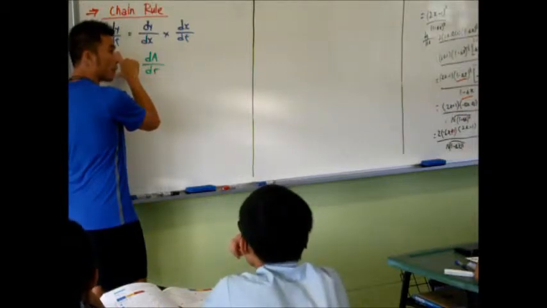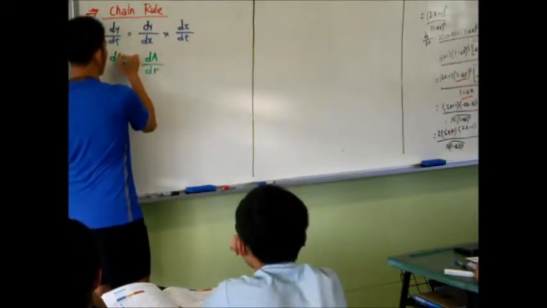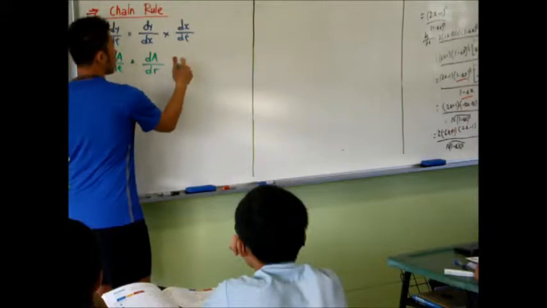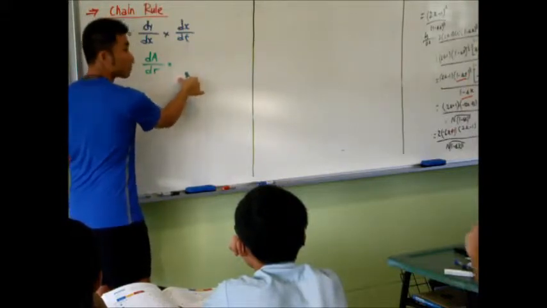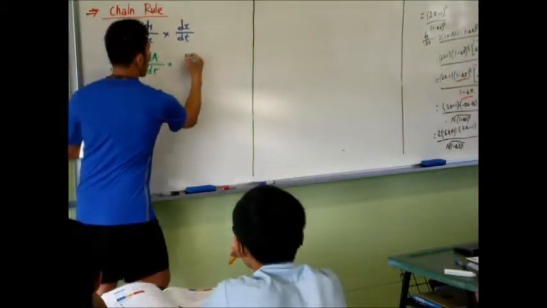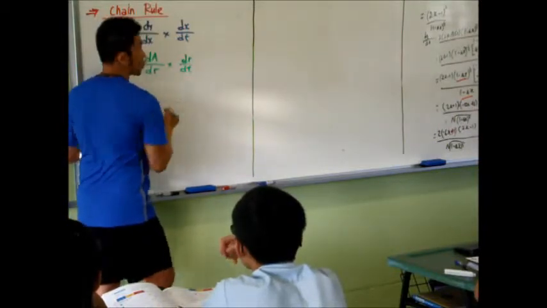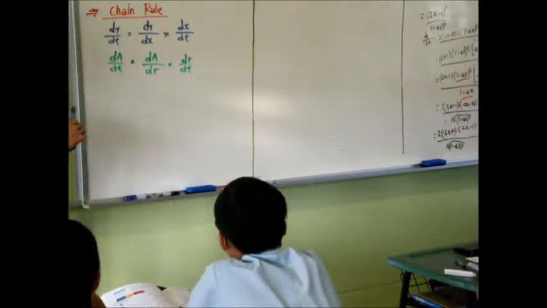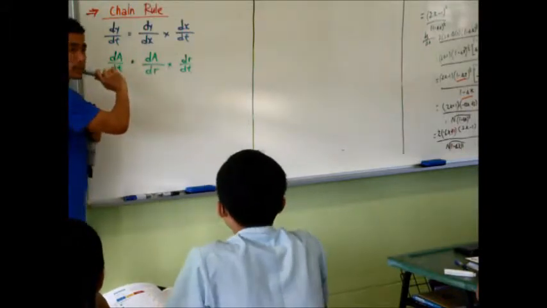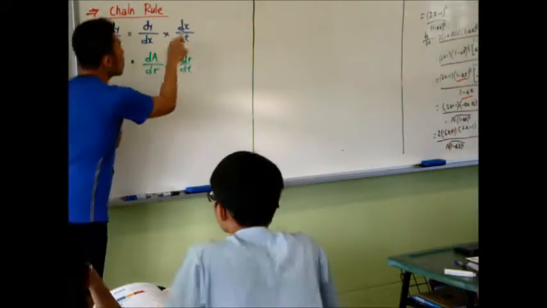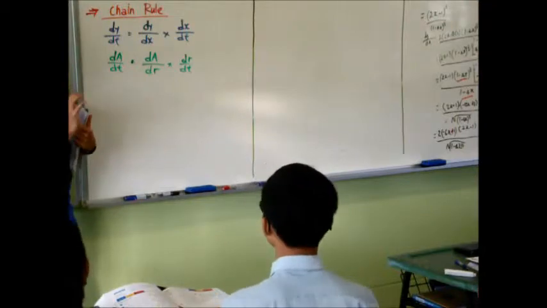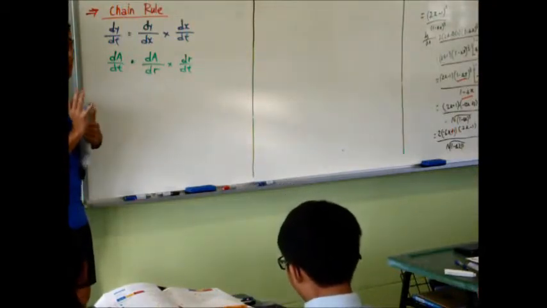The rate of change of A. So it will be dA over dt. Multiplied by what will be behind? Okay, behind will be the rate of change of r itself. Okay, this is the chain rule itself. Okay, but no use memorizing this. This must be applied into a work problem itself.